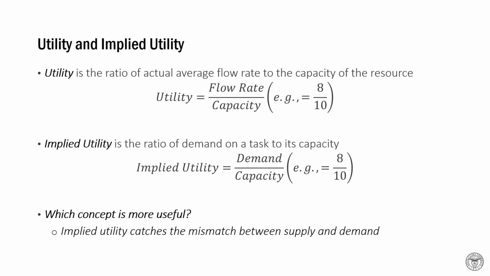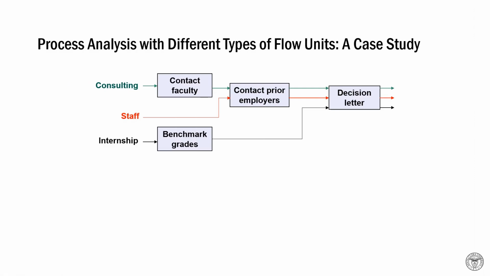When considering which concept is more useful, implied utilization proves to be particularly valuable. It captures the mismatch between supply and demand, allowing us to identify situations where demand exceeds the capacity of a task. By highlighting this mismatch, implied utilization helps to pinpoint potential bottlenecks and areas where adjustments or improvements may be necessary in order to better align supply with demand.